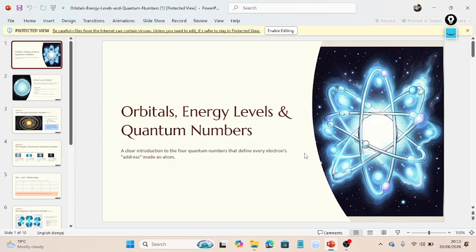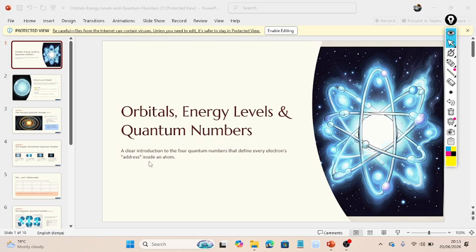Hello learner, welcome to today's session. Today we're going to talk about electronic configuration, and our subtopic today is orbitals, and later on we're going to cover the energy levels. We're going to cover the quantum numbers and what they represent in as much as electronic configuration is concerned.